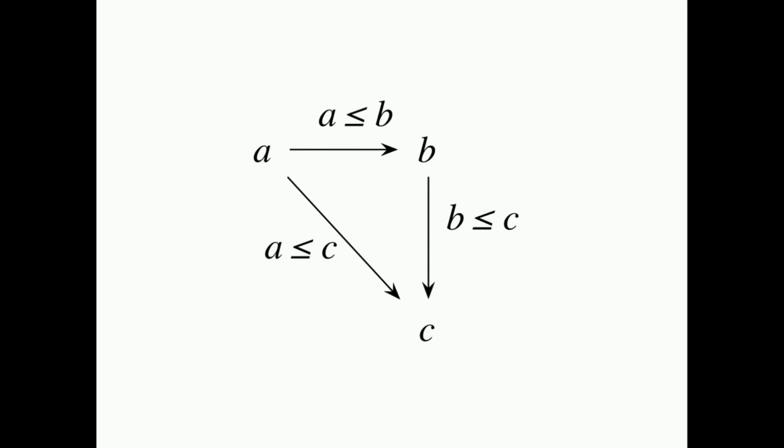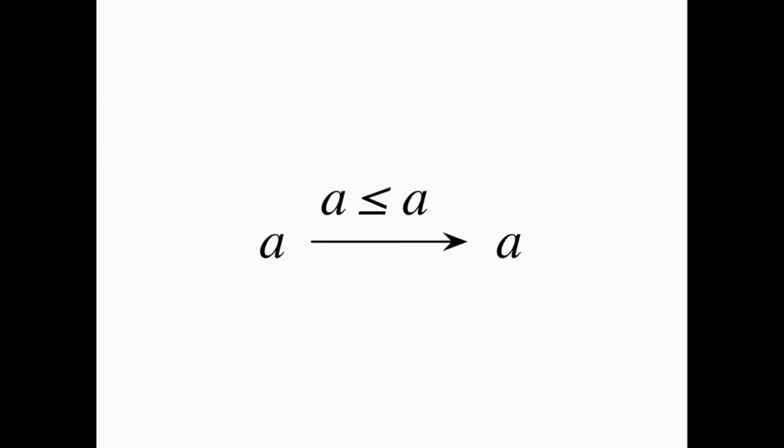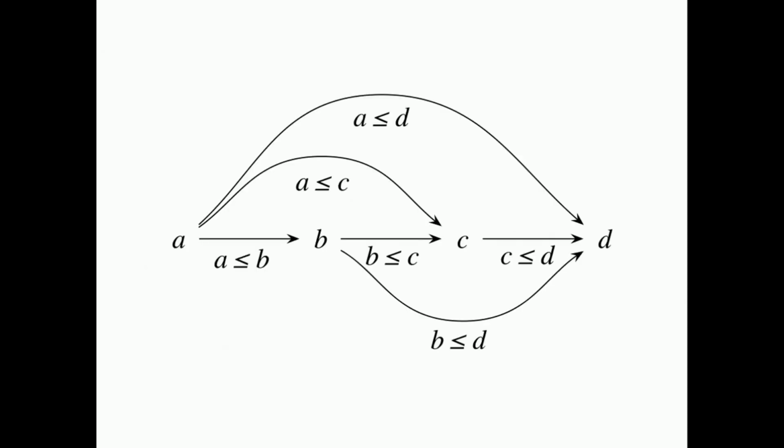So arrows are composed by the transitivity property. And then there's an identity arrow on every object, on every integer a. And that identity arrow is just the fact that every integer is less than or equal to itself. Okay, so that's the category of integers.